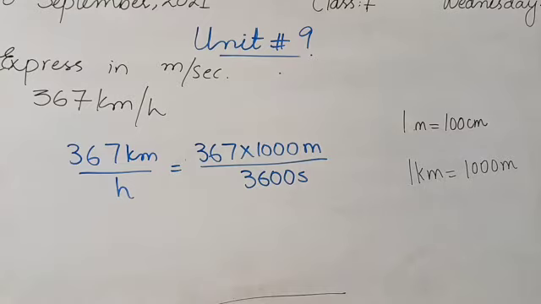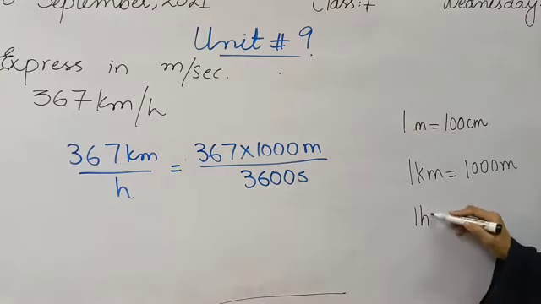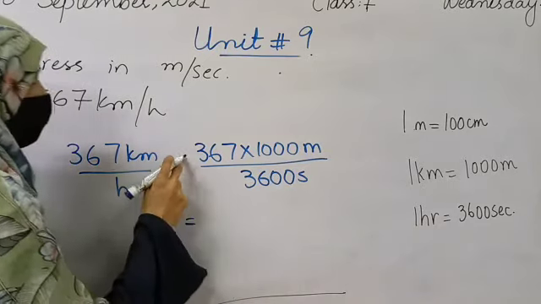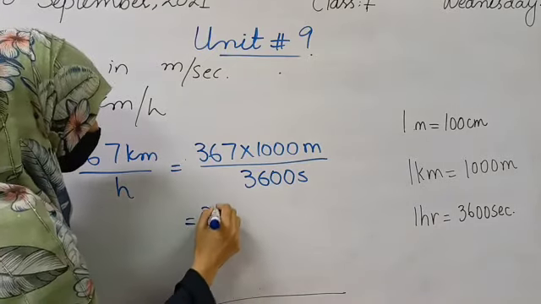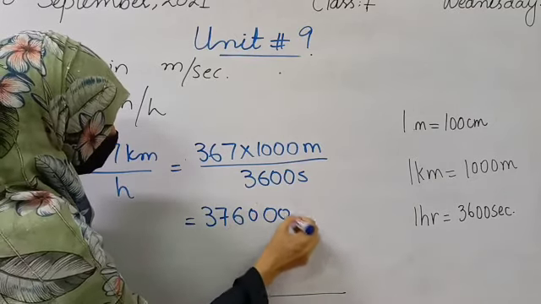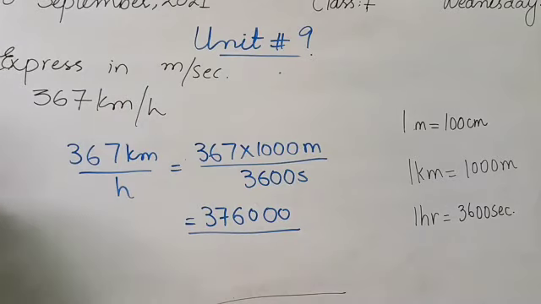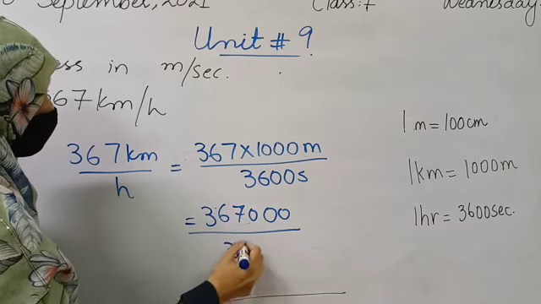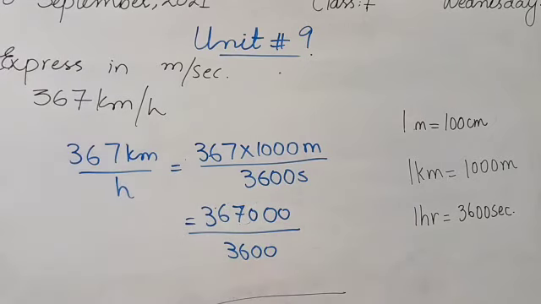As we know that 1 hour is equal to 3600 seconds. Okay? Now multiply and divide and simplify the answer. When we multiply 367 with 1000, we get 367,000. Okay? 367,000 over 3600.